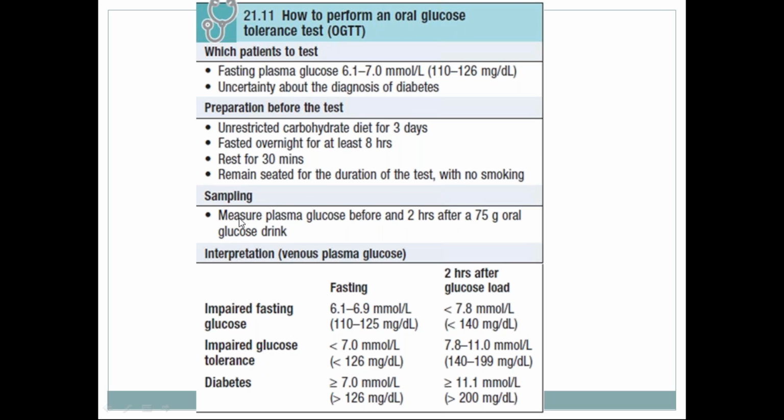Blood is taken for plasma glucose before, and 2 hours after the 75 gram glucose load. Impaired fasting glucose is 110 to 125. Less than 110 is normal, and diabetes is more than 126 fasting, and more than 200 post load, that is 2 hours after the glucose load, is diabetic.